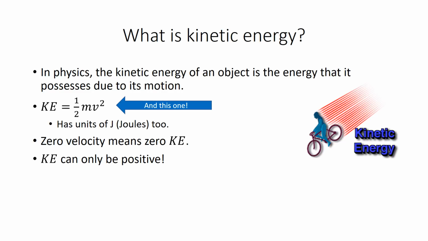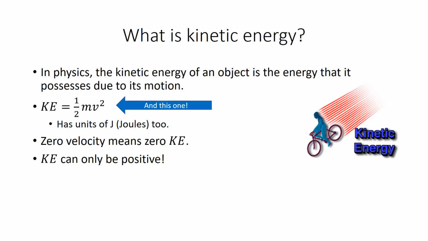Now, what is kinetic energy? In physics, kinetic energy of an object is the energy that it possesses due to its motion. Kinetic energy equals 1/2 mv squared. And of course, units of both potential and kinetic energy are in units of joules.